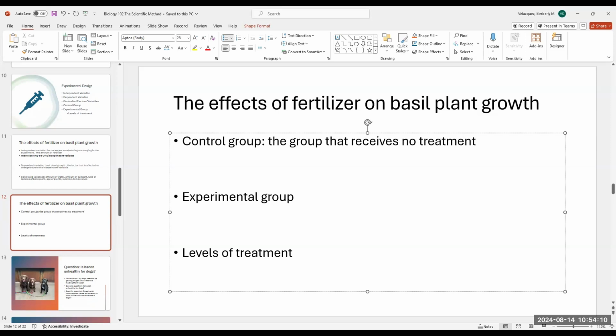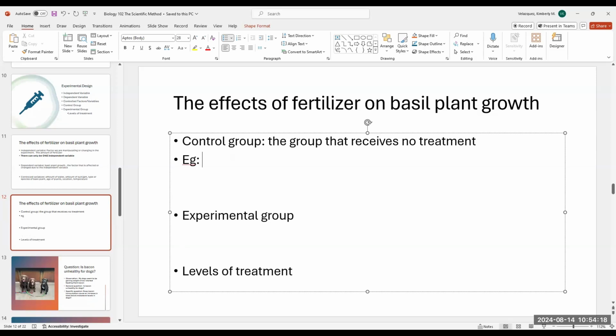What do I mean by no treatment? Well, in this case, our control group would be the group that receives no fertilizer. So, e.g., the plants that receive 0 fertilizer. That's our control group. We need a group that doesn't receive fertilizer to compare to. Otherwise, we don't know what the plant growth would have been without fertilizer. How do we know fertilizer even affected plant growth if we don't have a basis for comparison? So your control group is always going to be what you compare the experimental group to.